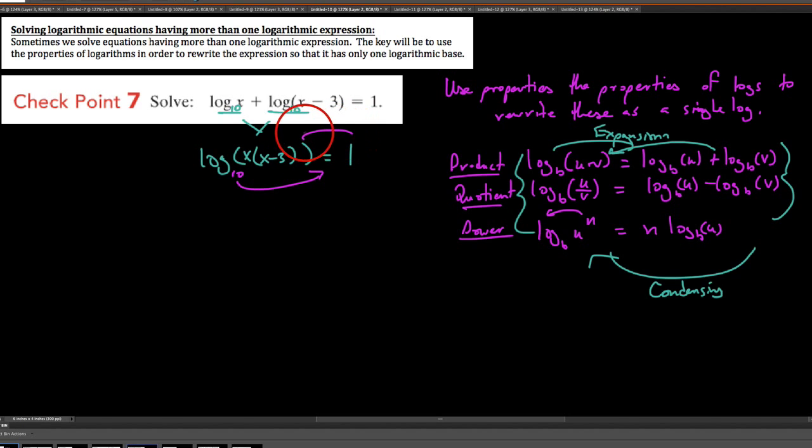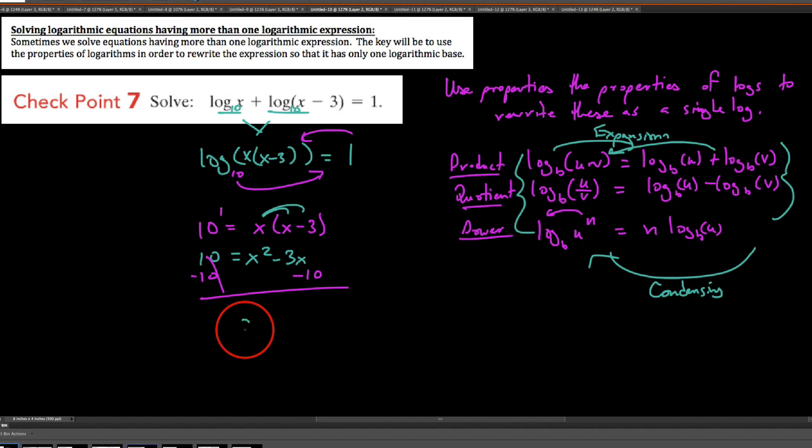We could rewrite this into exponential form. So what we discover is this: 10 to the power of 1 equals x times x minus 3. So in any situation like this, of course, what we could do is distribute, set it equal to 0, so let's subtract 10 from both sides here. If we do this, we would get 0 equals x squared minus 3x minus 10. And then we could solve this by factoring.